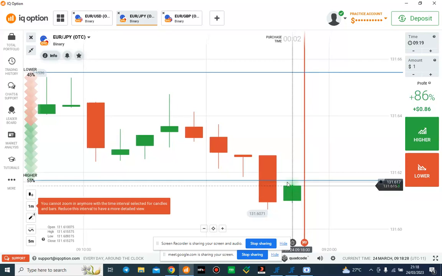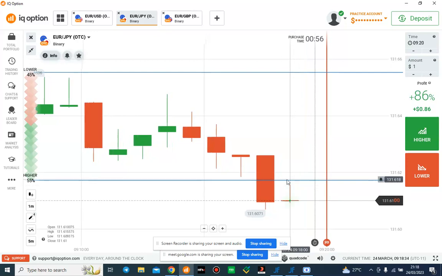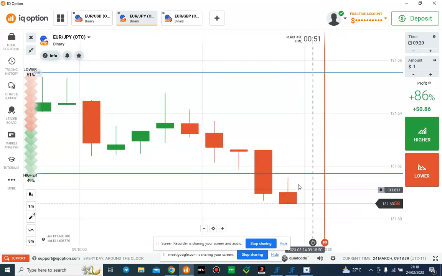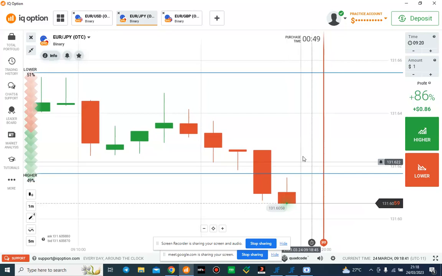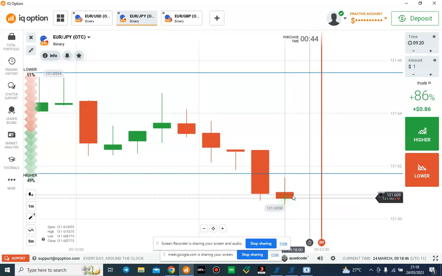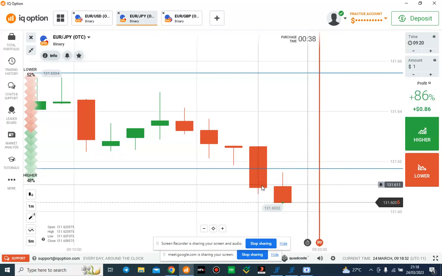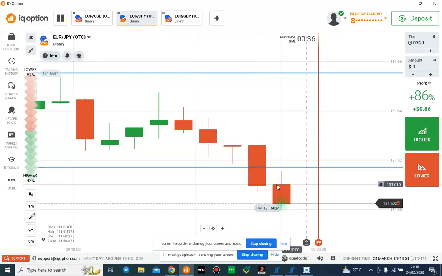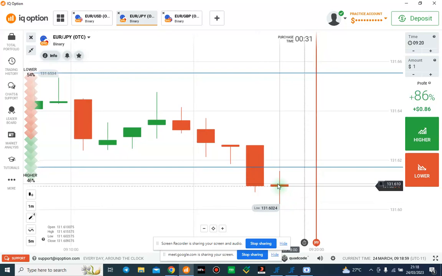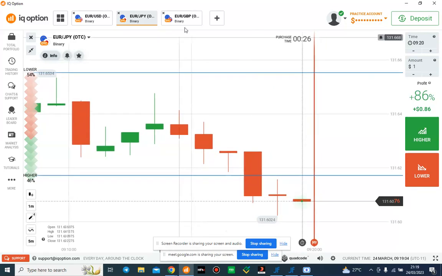Okay, let's see what this candle is going to do. If it rejects this line, then closes below, it indicates sellers will enter. But if it closes above, it means the buyers will enter, and that's a false breakout. I think after this candle, okay, a very tiny candle. Let's see what the next candle is going to be.